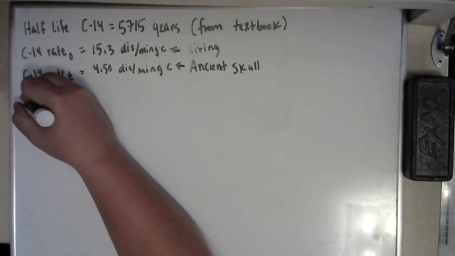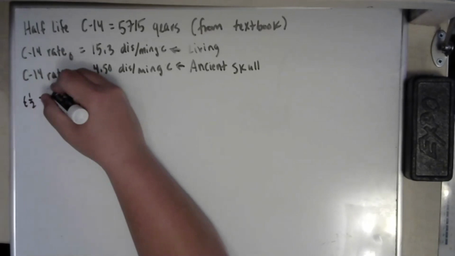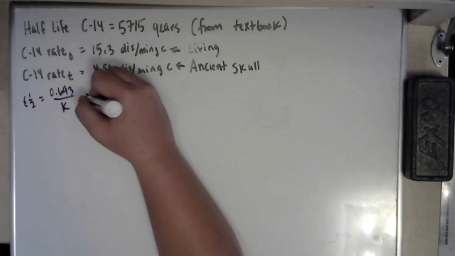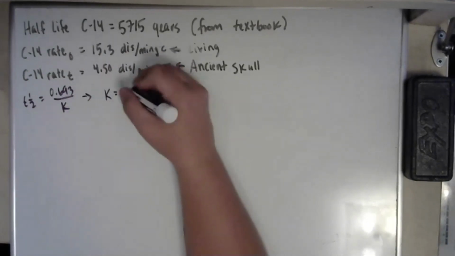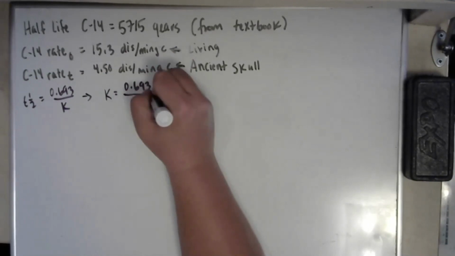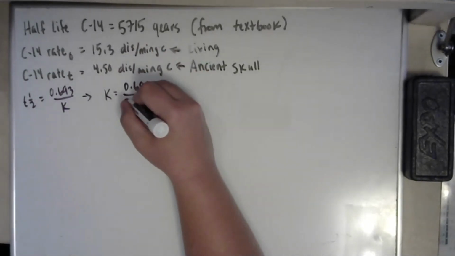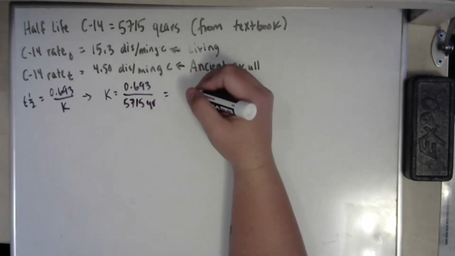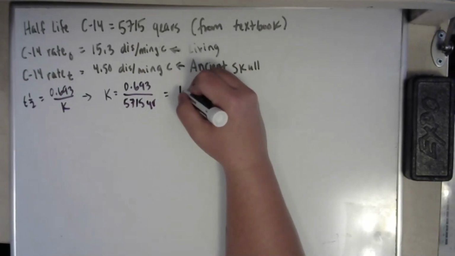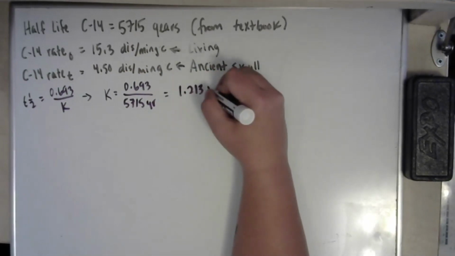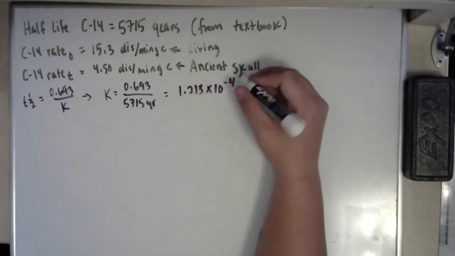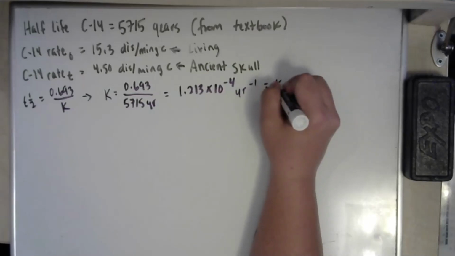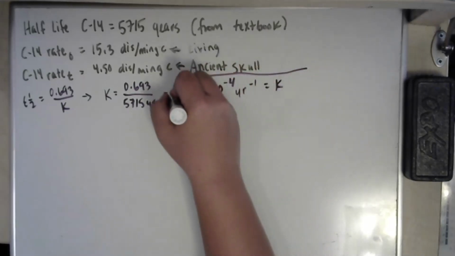So we know that t1/2 equals 0.693 over k. So if we want to know what k is, we're going to take 0.693 and divide it by the half-life, 5,715 years. And that's going to give us a rate constant of 1.213 times 10 to the -4 inverse years. Okay, so this is going to be our k value for this question and the next one.